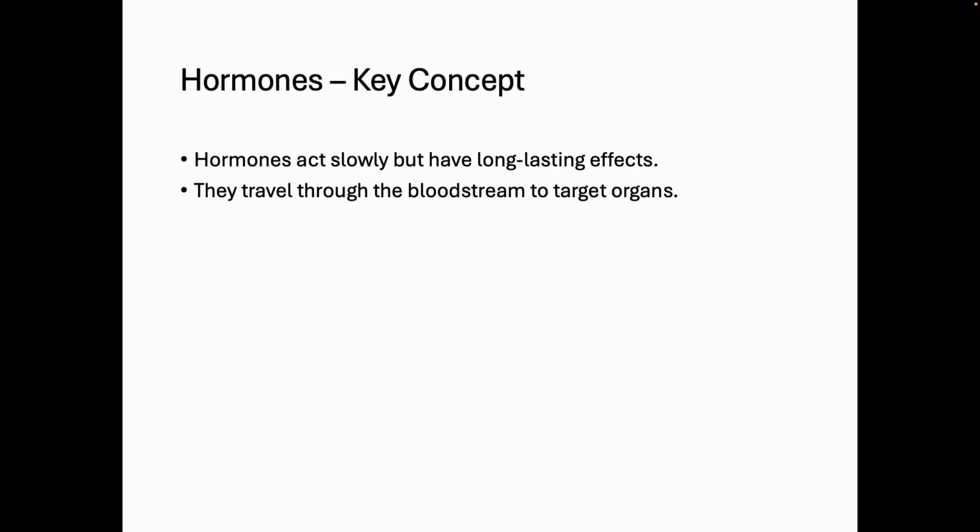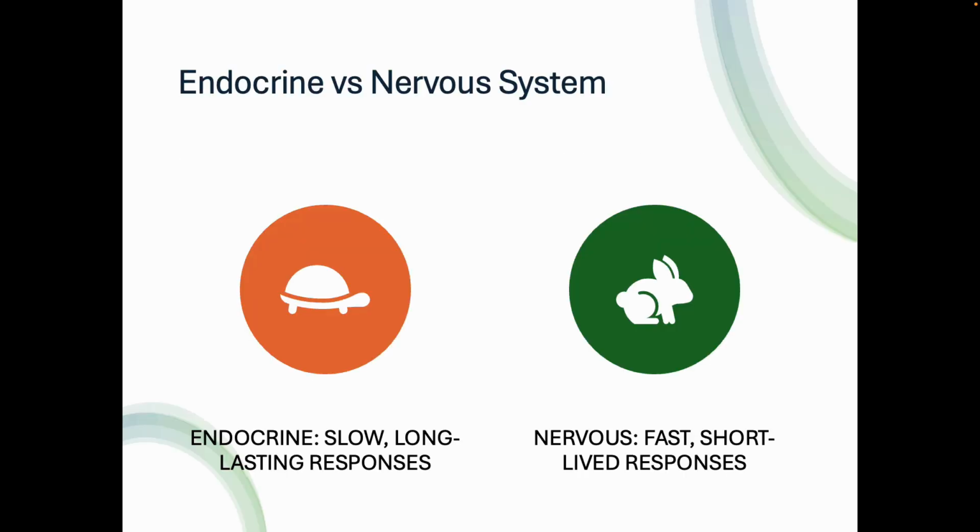Key concept of hormones is they act slowly but have longer lasting effects. They travel through the bloodstream to target organs. Endocrine versus nervous system. The difference? The endocrine's slow, like I've said, long-lasting responses. The nervous system's fast, short-lived responses. So the tortoise and the hare.